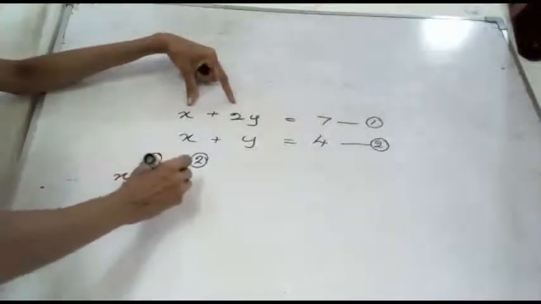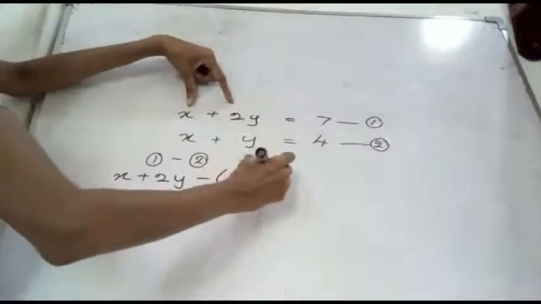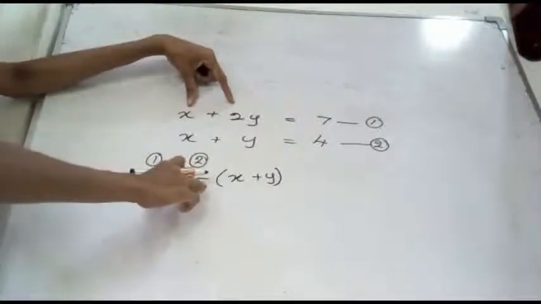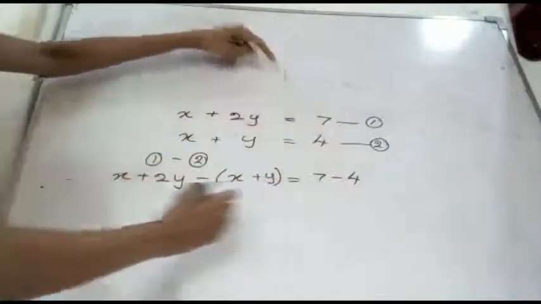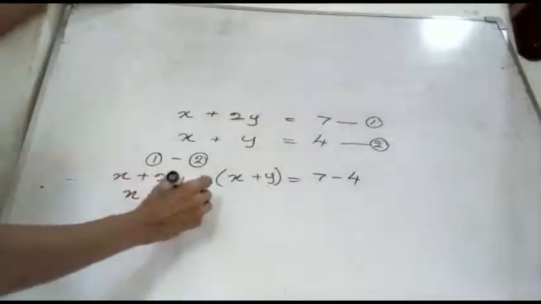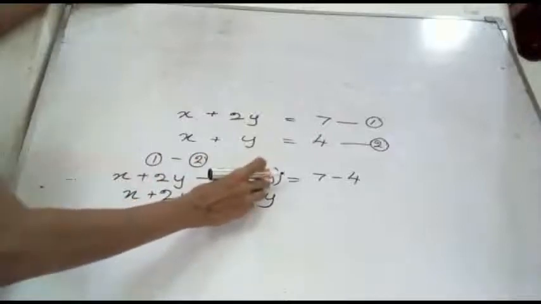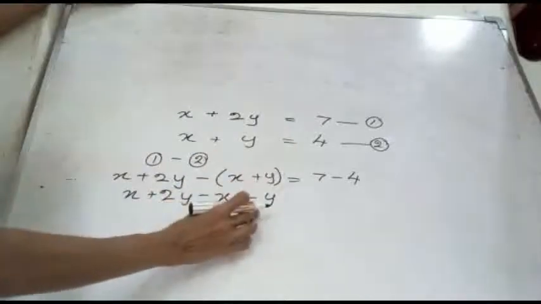x plus 2y. Subtract. There is a subtraction, so it's essential to use brackets and write x plus y. 7 subtract 4. x plus 2y subtract x subtract y. Here the signs of these terms are changed.